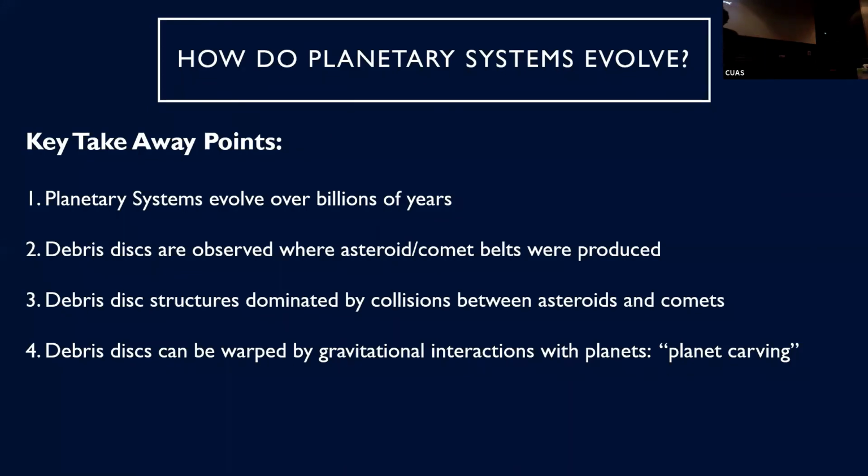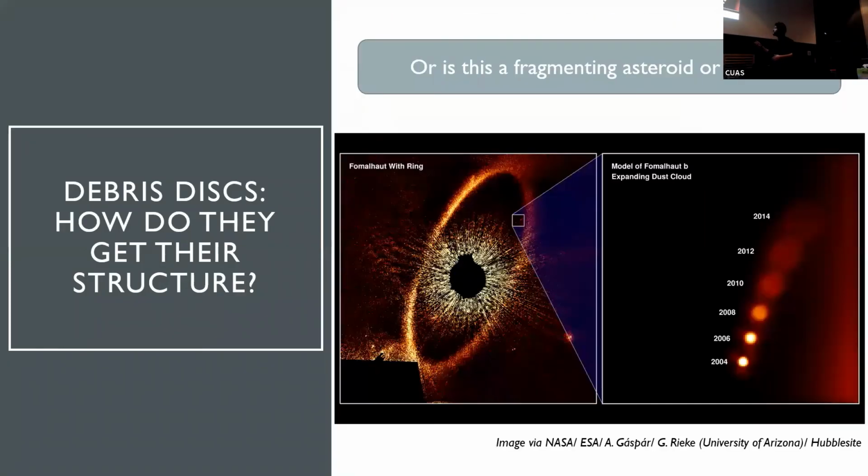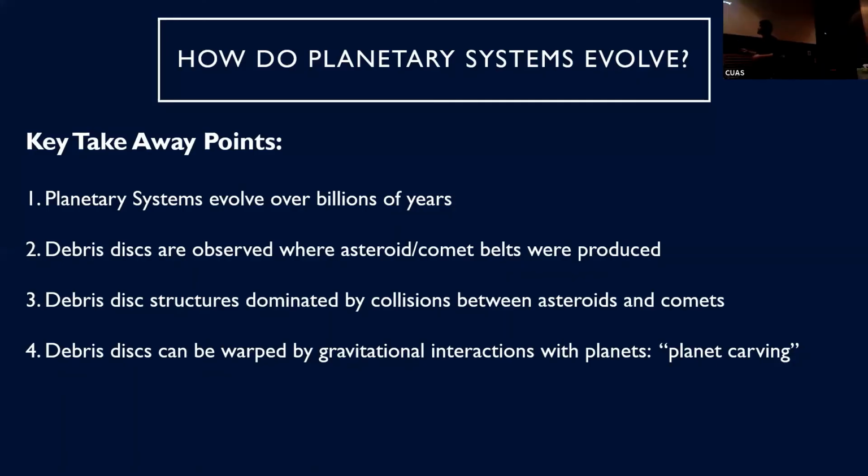So the takeaway points then, at this point, I would say, these planetary systems are evolving over billions of years. That's 1.5 billion years old. That's at least 400 million years old. So these systems can live for a very long time. Protoplanetary disks have gone after 10 million years, right? These things are here for a very, very long time. We can observe them because asteroids and comets are colliding, and the structures that we actually see are dominated by when and where collisions happen in these belts, and by potential perturbations due to planets that are in these systems as well.